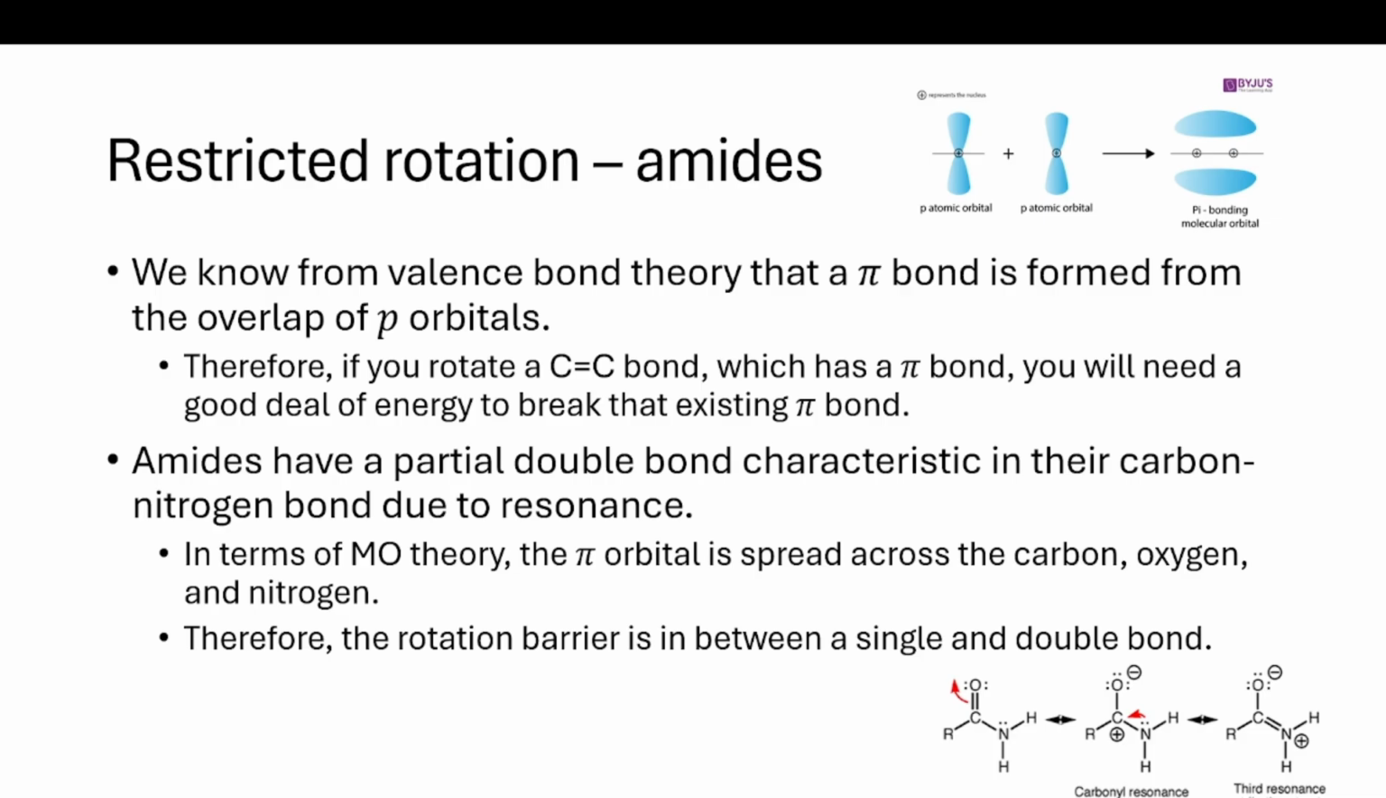And in fact, when we actually experimentally look at the rotation barrier of an amide, it's between a single and a double bond. In fact, I looked up the data for this. The rotation barrier for a single bond is, well, not even that much. It's like 3 to 4 kilojoules per mole. Now, for an amide, it's something like 86 kilojoules per mole. But for a carbon-carbon double bond, that's going to be in the hundreds. And so we can see, because of this partial double bond characteristic, we get a rotation barrier that's in between.